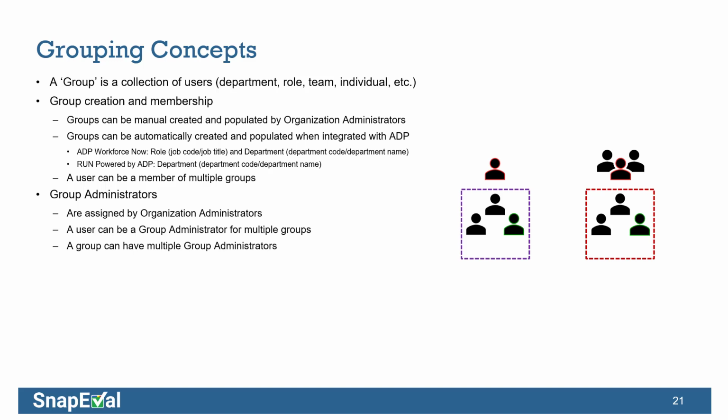A group can have multiple administrators. And again, this is very common, where you will have multiple people who are responsible in one function or one aspect or another for a particular group. So you may have someone who's a department head and someone who's a more senior leader above that particular department head, and they're both group administrators for the same group.